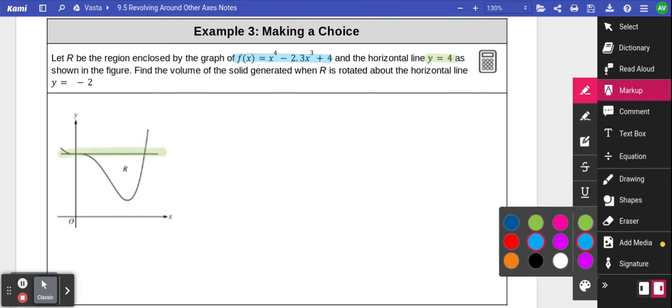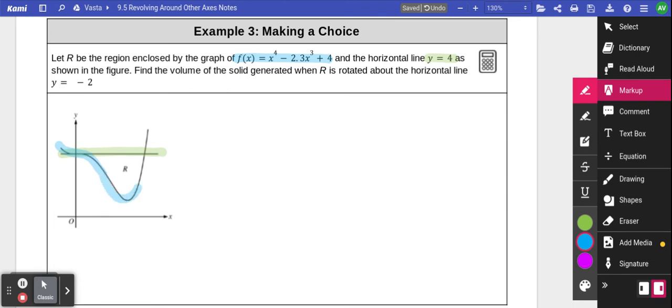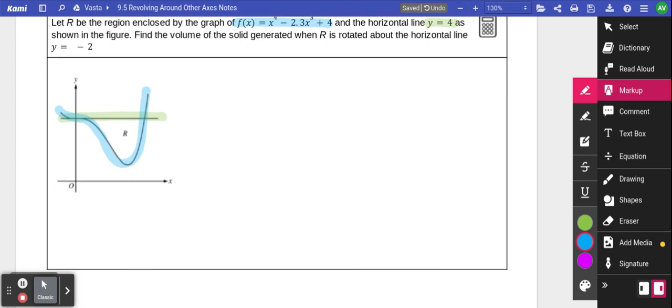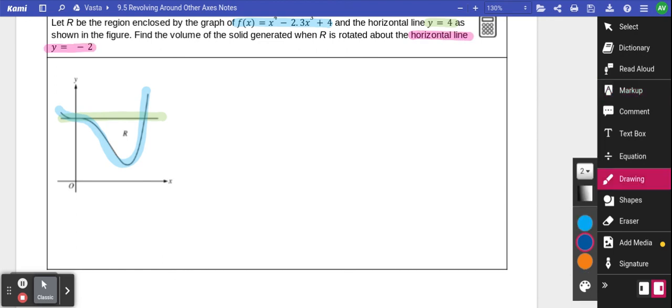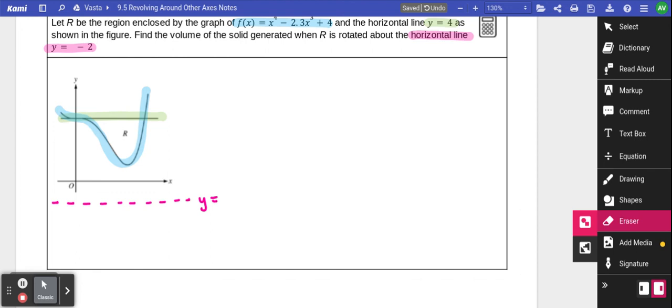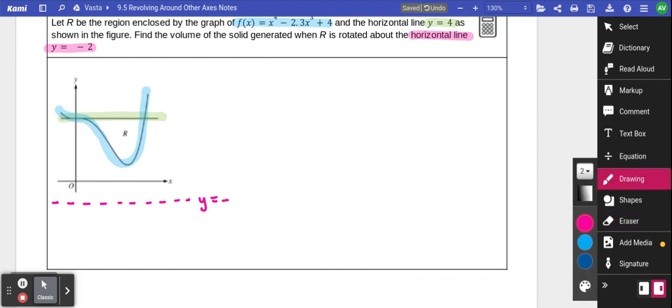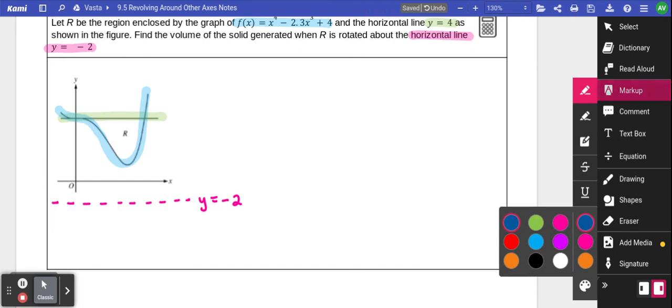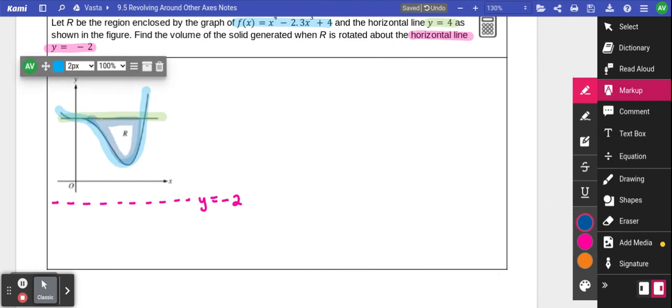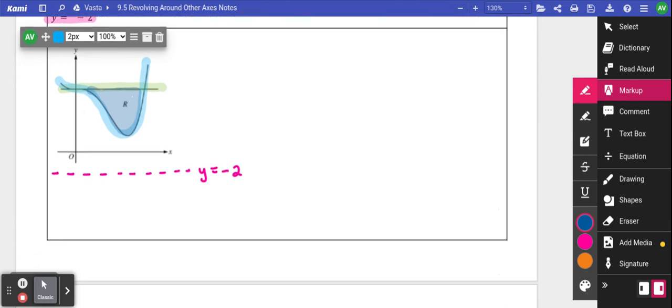So we've got this horizontal line, and we've got the f of x equation right here. We want to find the volume of the solid generated when R is rotated around the horizontal line y equals negative 2. So I'm going to go ahead and add that to my graph to give myself a visual. Y equals negative 2 would be down here somewhere. Now that's going to be my axis of revolution. So I'm going to be revolving this region contained between those two graphs around that line. If I sort of visualize where the image of this region would end up, it is going to end up below this line. So it's going to end up somewhere down here.